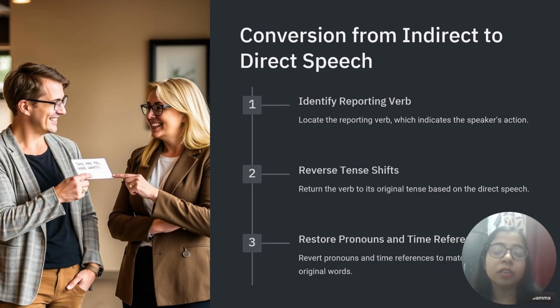Okay, next is reverse time tense shifts. Return the verb to its original tense based on the direct speech. Now we saw, right, that from direct to indirect we were changing the tense. So now from indirect to direct we'll change the tense back to its base form. Okay. Next is restore pronouns and time references. It's vice versa only. What you were doing to change from direct to indirect, you are cancelling it and you are taking it back. Okay, the rules you are taking back, so it will change directly from indirect to direct. Okay.